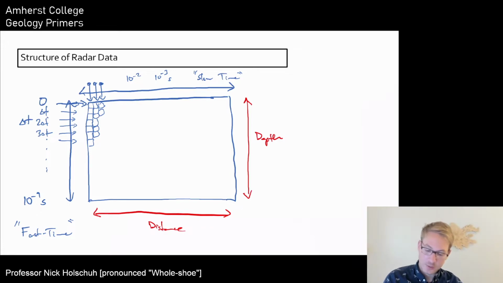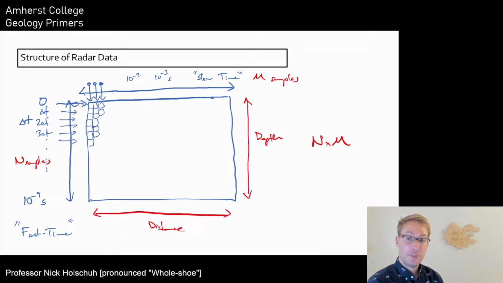matrix. And so typically we'll have a matrix where we say we have n samples in fast time, m samples in slow time, and therefore the radar data are a big n by m matrix. N rows, m columns.